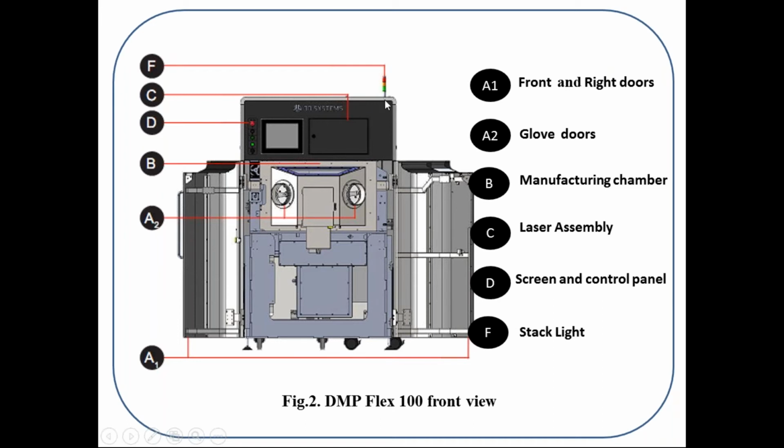Coming to the stack light, here there are 3 color indications: green, red, and orange. If it is flashing green, it means the machine is in running position. If flashing orange, it means it is in stop position. If it is flashing in red color, it means it is an emergency condition.